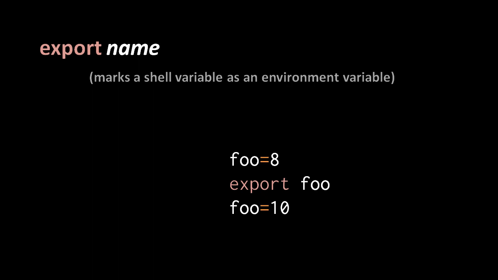Now, by default, when you create a shell variable, it is not an environment variable. We have to mark it as such with the built-in command export. So here, for example, we create a variable foo, which we assign the value 8. And then in the next line, the export command is marking the variable foo as an environment variable. So it actually creates here a matching environment variable called foo with the current value of the shell variable. In the next line then, when we assign a new value to the shell variable, this variable is marked as an environment variable, so the matching environment variable is updated with this new value.